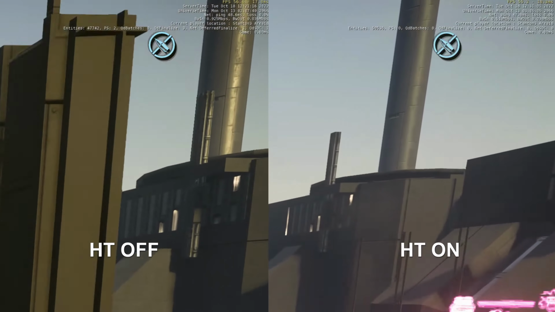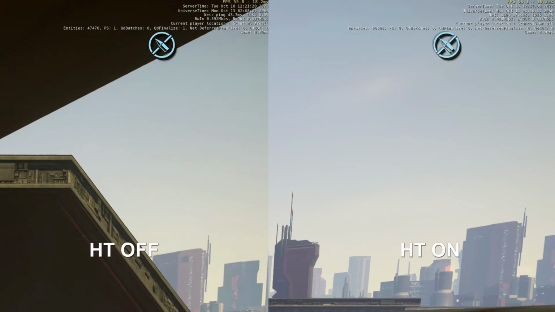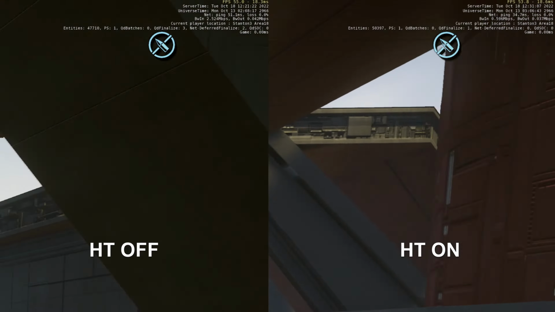And as the pedal comes off again, we see hyper-threading off starting to take a little bit of a lead again, not much, a couple of frames.